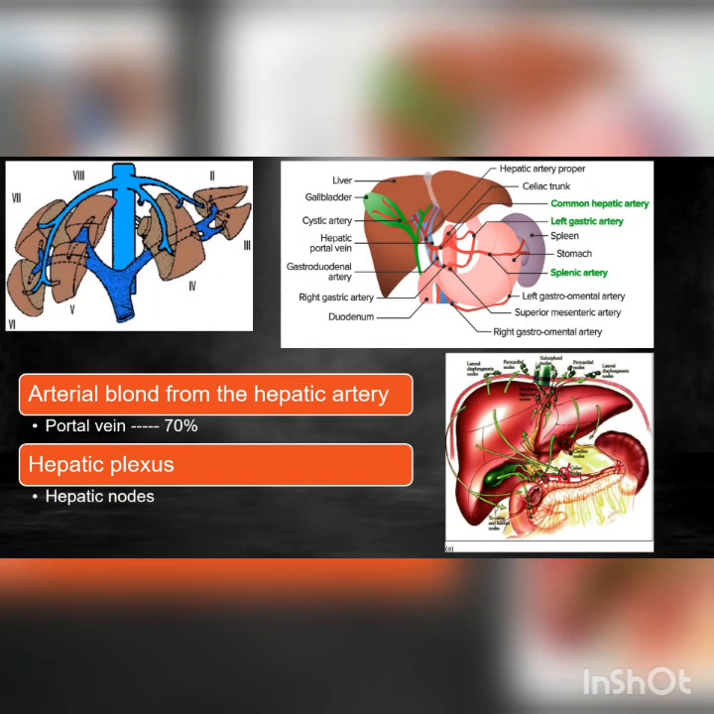Irrigation. The liver receives arterial blood from the hepatic artery itself. The portal vein supplies 17%. Lymphatic drainage goes with vessels flowing into the inferior cava vein or into the hepatic nodes. The nerves in the liver come from the hepatic plexus.